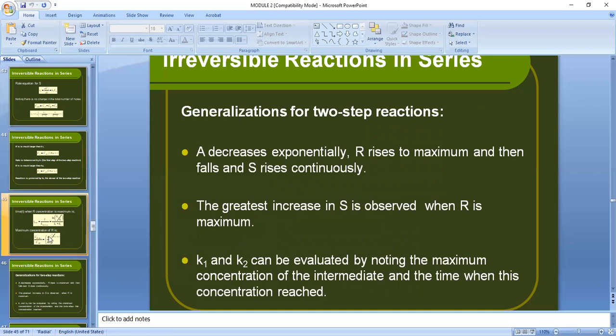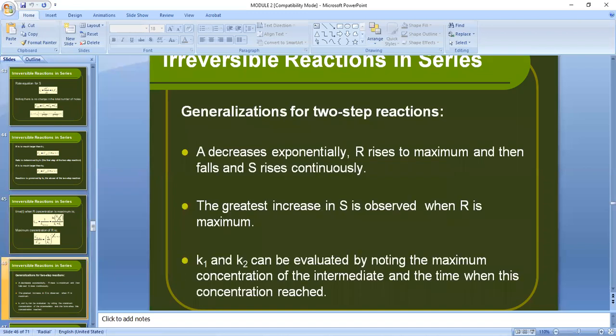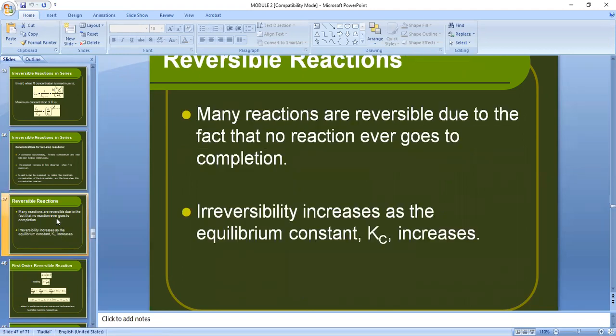It would really help, class, if you have memorized the formula for the scenario where K sub 1 is equal to K sub 2 for these two needed information. This is being asked if you're given a two-step irreversible reaction in series. That way you can determine K1 and K2. Okay, now I think we're almost okay.